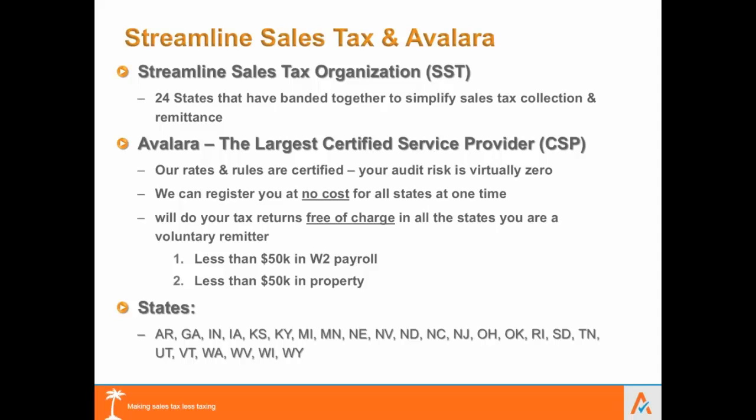Third, we have a special program where we can do the tax returns free of charge in certain scenarios. You have to be what's called a voluntary remitter, and you can see on the screen a couple of thresholds that you have to be under for that to happen. You can also see the list of states below. So if any of you are in that scenario where you're growing rapidly and this might be of interest, you can certainly ask me questions later.